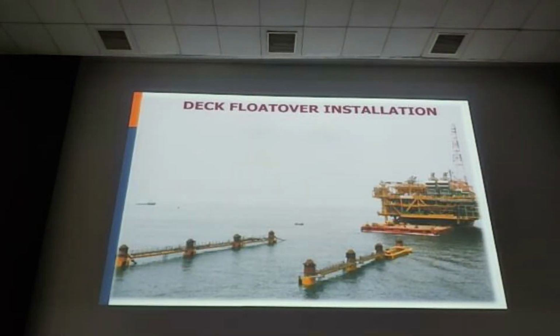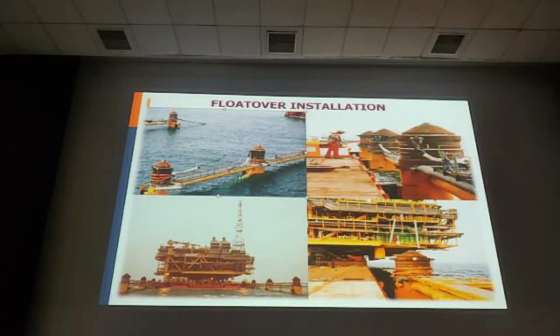What you can see here is that the jacket is installed, but the top bracing is avoided because the barge has to come in and balance the deck. The barge will stay in the water. The deck will sit on top of the piling. This is for heavyweight modules. You can see this float over installation.